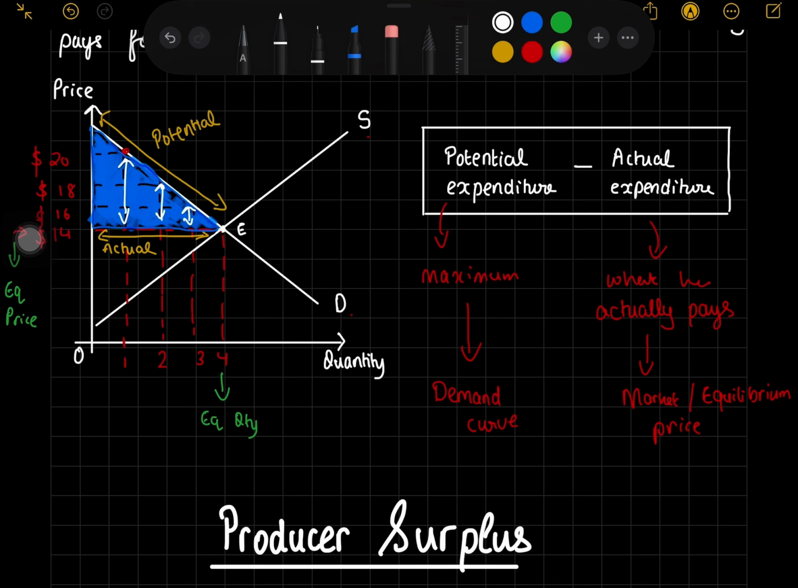Now, does consumer surplus change? Of course, I just mentioned before that if the price increases, if the supplier increases the price, how can a supplier choose to increase price? It is simple. A price increases when supply shifts to the left.